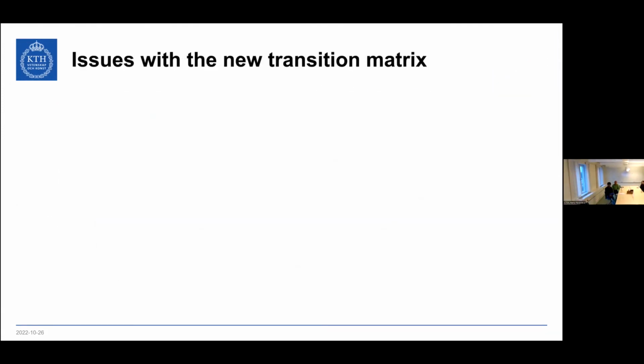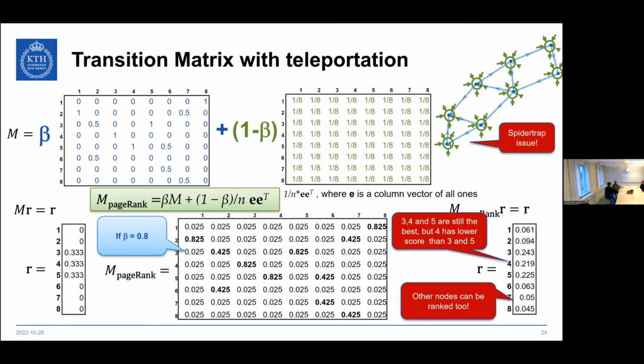Now, there are some issues still. Maybe you can see already what the issue is. Your number of edges increased. Nodes are the same, but edges increased. And actually, we have now a dense matrix. It's like an n squared problem.